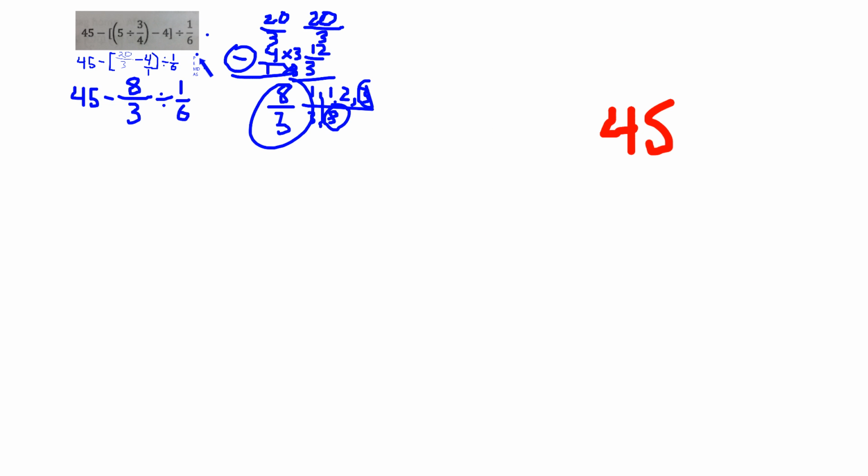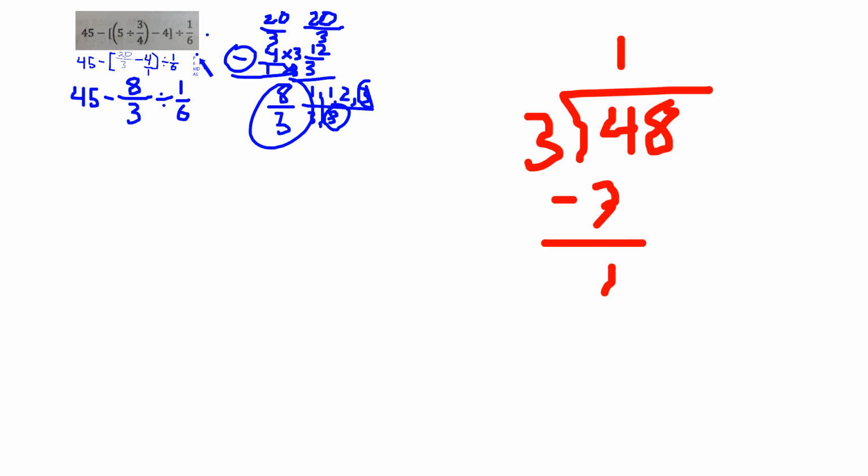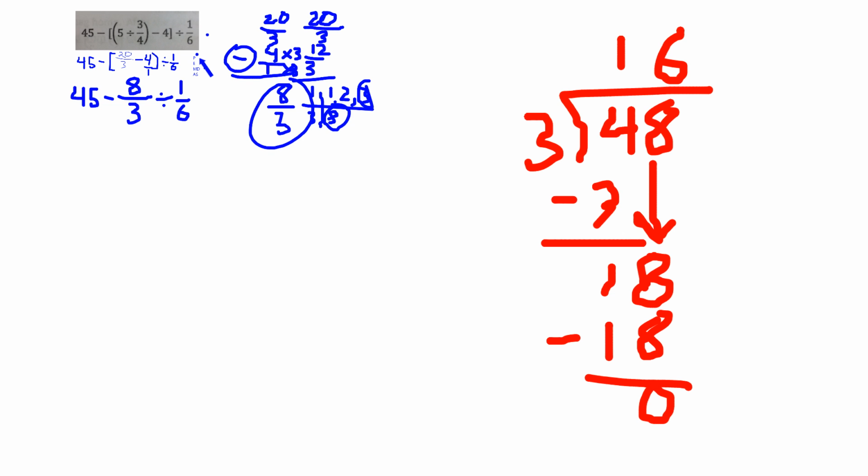Well, 3 goes into 4 one time. 1 times 3 is 3. We get the 1 left over. We bring down the 8. And we get 3 into 18 six times. So 3 times 6 is 18, and we end up with the remainder of 0. So we're done. We have 16 here as our answer. Now this 16 is basically what we get when we do 8/3 divided by 1/6. So we ended up with a total of 16.